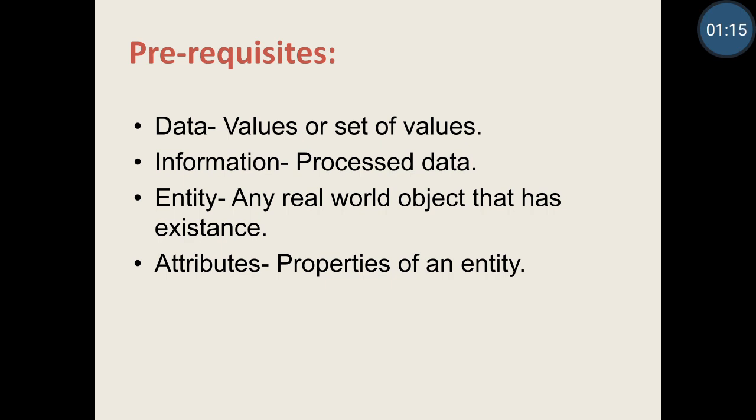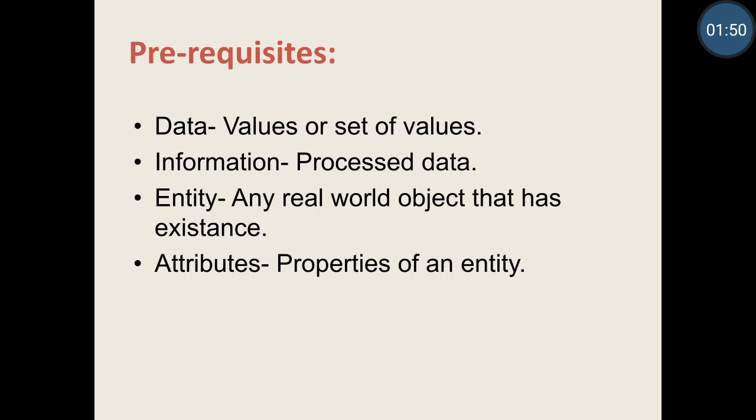For example, student. Student can be an entity, and roll number, name, address, or marks, these are the data values for that student. These data values are also called attributes. Attributes are the properties that differentiate one student from another. For example, roll number. All the students have a unique roll number. Means that roll number is an attribute of student that differentiates them from each other.